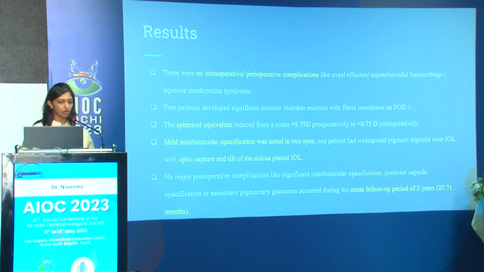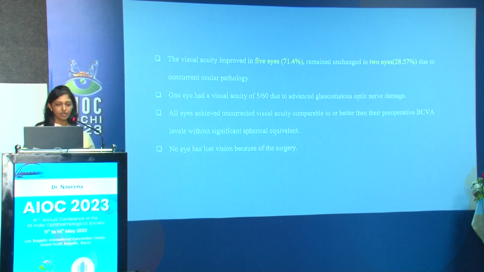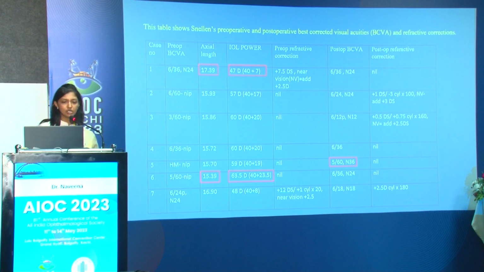Mild interlenticular opacification was noted in 2 eyes. 1 patient had widespread pigment deposits over IOL with optic capture and tilt of the sulcus placed IOL. No major postoperative complications like significant interlenticular opacification, PCO, or secondary pigmentary glaucoma occurred during the mean follow-up period of 2 years. This is a table showing the preoperative and postoperative data.